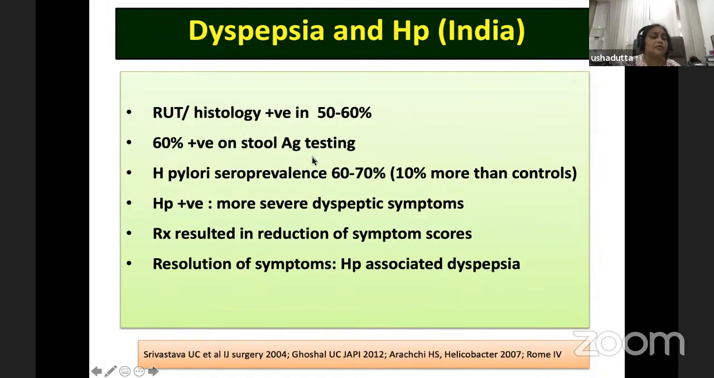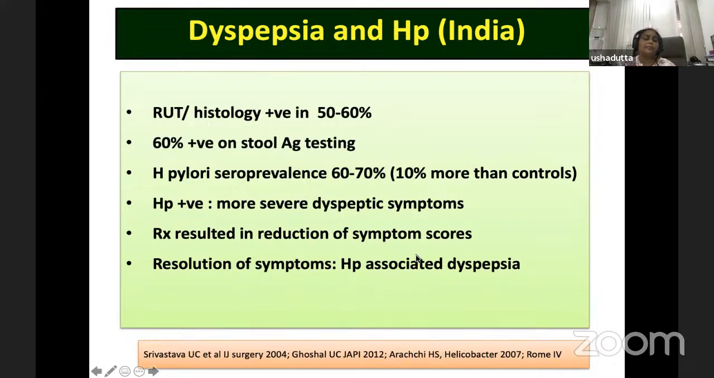60% are positive on stool antigen testing. Seroprevalence is about 10% higher, and this is because once you have had H. pylori, seropositivity will always be there, but active infection is detected by the presence of RUT positivity, histology positivity, or stool antigen positivity. H. pylori positivity is associated with more severe symptoms of dyspepsia, and treatment results in reduction of symptom scores and resolution of symptoms.